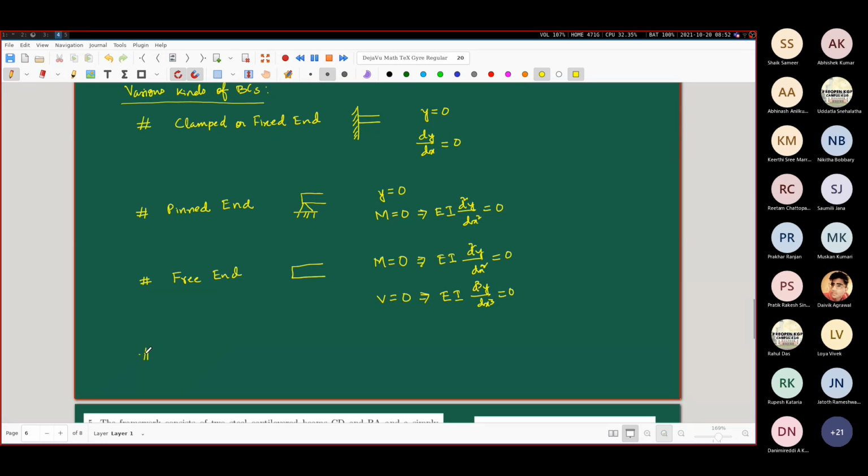Next, we have another kind of boundary condition, which is referred to as the guided support. Even you can have slightly different names for these. So it's like this. This part is the beam, and to the end of the beam, some rollers are attached, and these rollers move over this kind of a wall. So tell me from the physical considerations, what should be the conditions at this end?